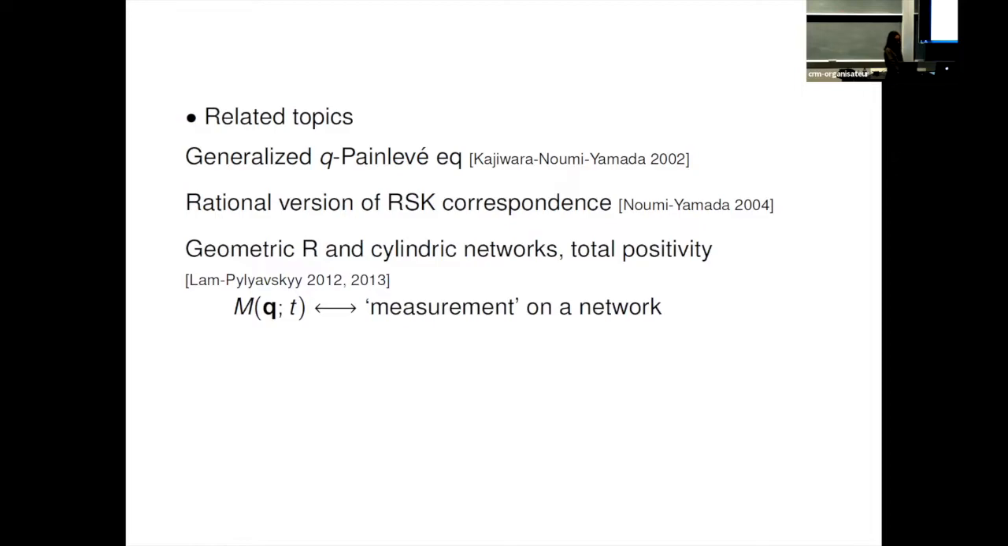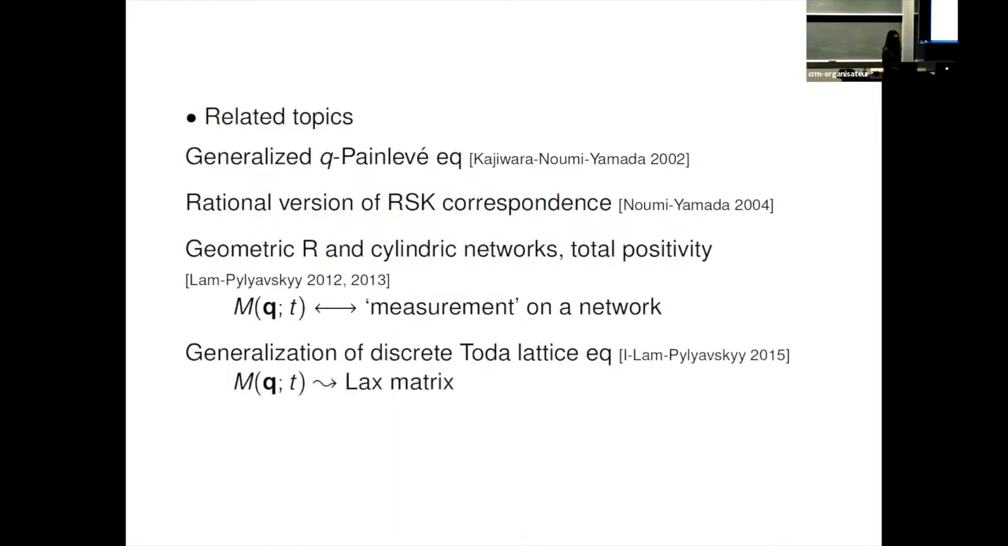And moreover, geometric R is related to networks on the cylinder, and it is related to the study of total positivity. So this was studied by Thomas Lam and Pavlo Pylyavskyy. And in their setting, the matrix M is related to the measurement on the network they defined. It is a very interesting aspect.